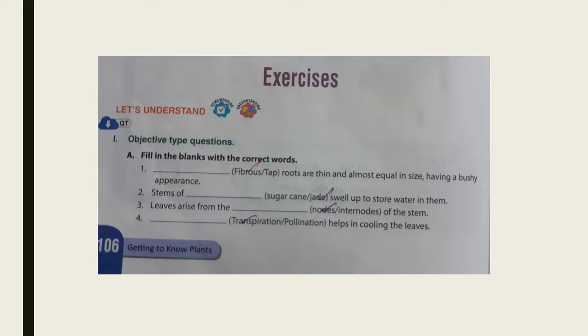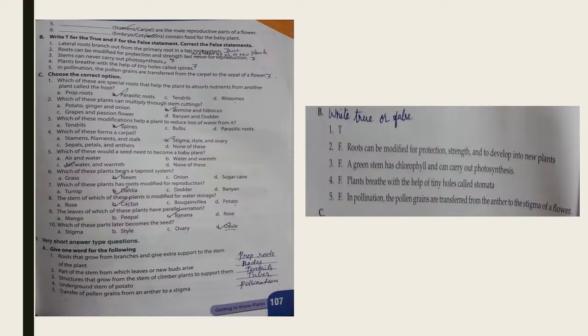Then fifth one, dash are the male reproductive parts of a flower. Stamens are the male reproductive parts of a flower. Next, sixth one is, dash contain food for the baby plant. Cotyledons contain food for the baby plant.